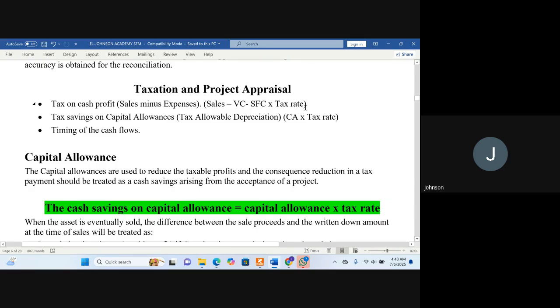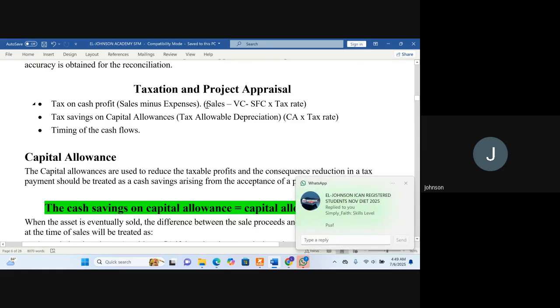So tax is almost straightforward. All you need to do is first of all get the sales, or the return phase cash flows. Get the return phase cash flows from the project, then minus the investment phase cash flows, such that we say sales minus our variable cost minus our specific fixed cost. What you will get is what we call the net sales or net cash flows. Then you multiply it by the tax rate to get what you call tax, okay?